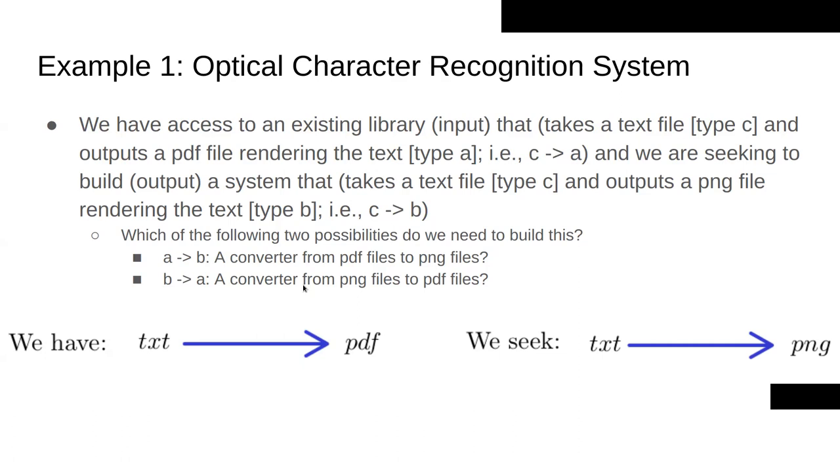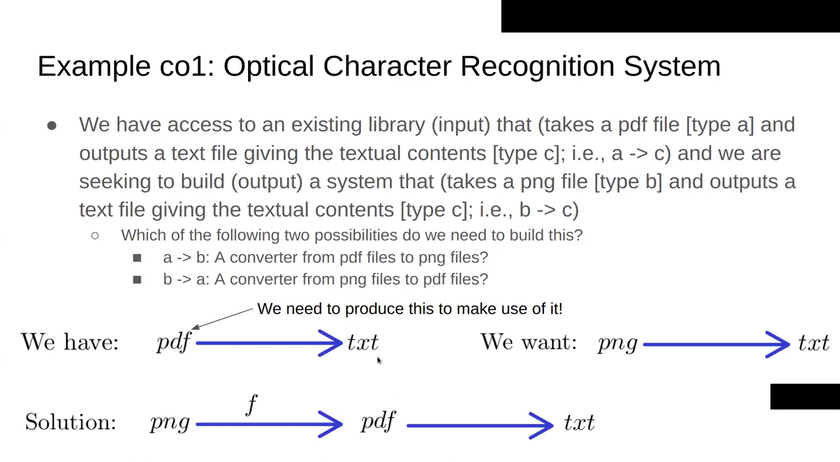The first one. Yeah. You're dealing with the output. You have something that can give you as output a PDF file, and you just need to turn it into a PNG as output. So you need something that will map from PDFs to PNGs, right?